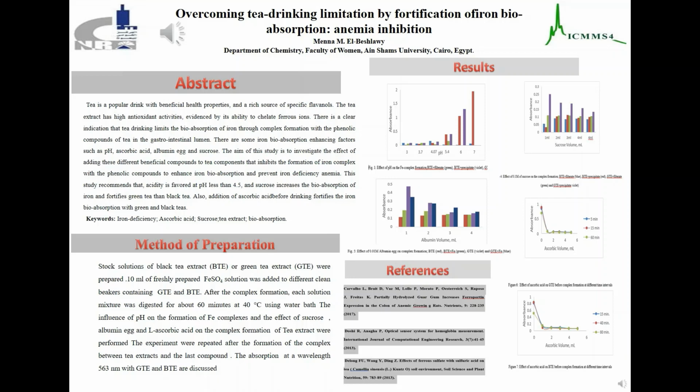Presence of ascorbic acid limits the iron tea complex formation in both cases of black and green tea. A volume of 2 milliliters of ascorbic acid was sufficient for this purpose at all temperatures. To the same extent, adding those fortifications to tea bags will overcome the problem of iron deficiency of tea drink.